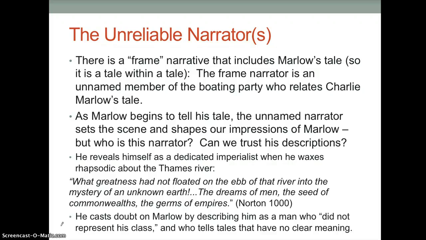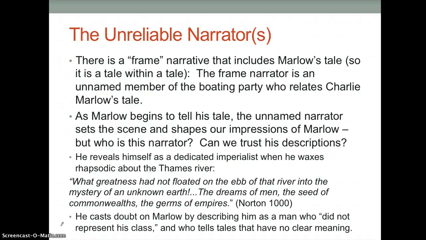So as Marlowe begins to tell his tale, the unnamed narrator sets the scene, and he also shapes our impression of Marlowe. But we have to ask who he is, and we don't know. And so we have to wonder if we can trust his descriptions. So, for example, he reveals himself as a thoroughly dedicated imperialist when he describes the Thames River. And this is in the Norton on page 1000. He says, "What greatness had not floated on the ebb of that river into the mystery of an unknown earth? The dreams of men, the seed of commonwealths, the germs of empires." And so clearly, he's embracing imperialism, at least in his tone here, and there's no reason for us to think that he's ironic.